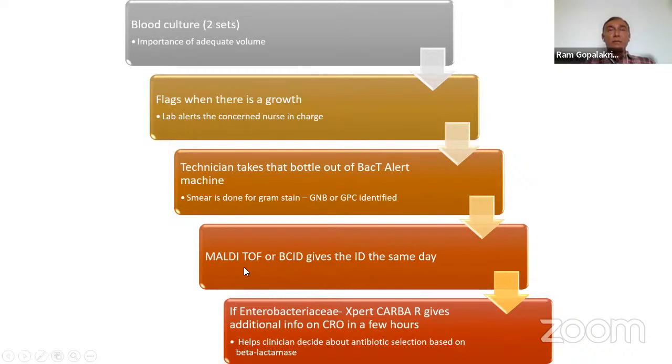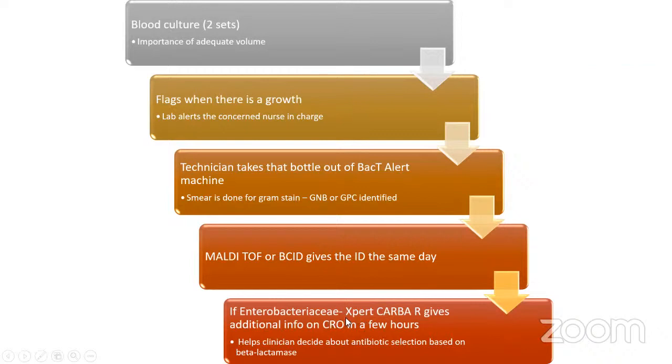This is a combination of magnetic and time of flight. This is MALDI TOF, which is a rapid identification technique. Now, this has to be done on a positive blood culture for it to be clinically useful. So by evening, the lab will tell you what the organism is. PCID is another test, which we will discuss.